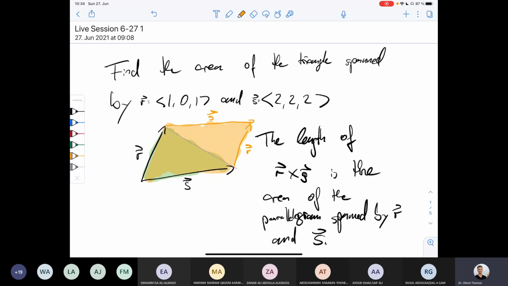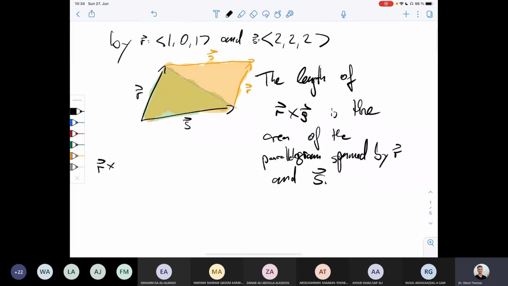So if we want to compute the area of the triangle, all we need to do is compute the area of the whole parallelogram and then divide the whole thing by 2 because the triangle is just half of the parallelogram. Okay, let's give this a go for these two vectors. So we need to compute R cross S.